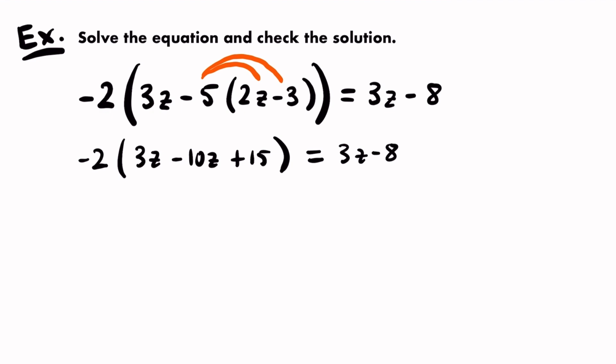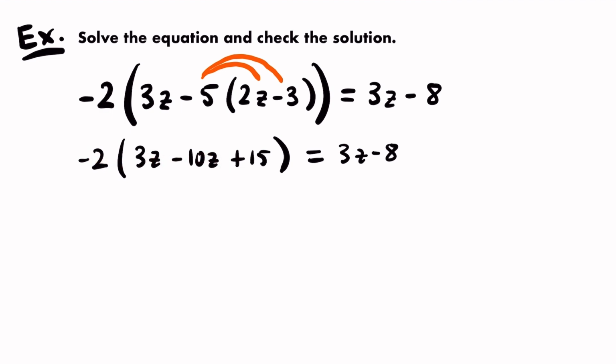But anyway, moving on to the next step, we still have a set of parentheses that we need to remove before we can solve for the variable in this equation, which is z by the way. And so to get rid of these parentheses, we have to distribute -2 through this entire quantity. We have to multiply it by each of those terms.